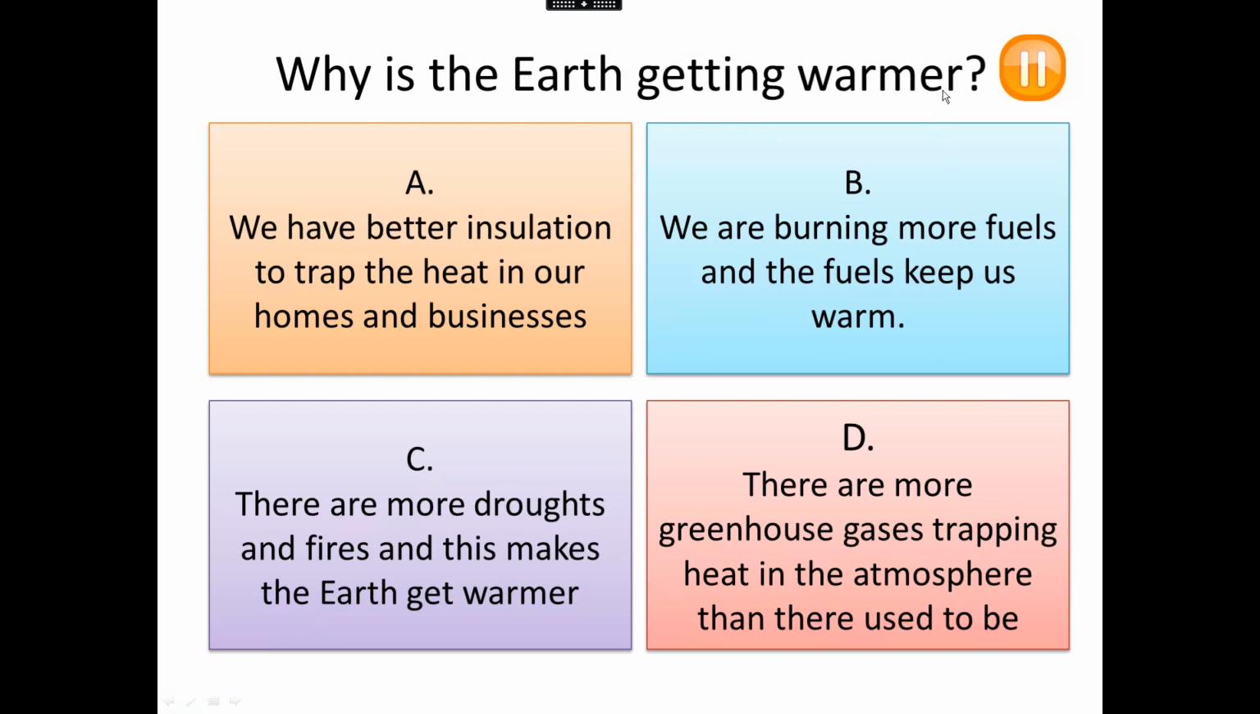Okay, Hinge question, pause the video. Why is the Earth getting warmer? Is it A, B, C or D? Pause it now. The correct answer was, of course, D. There are more greenhouse gases trapping heat in the atmosphere than there used to be. So more greenhouse gases trapping heat increases the amount of the greenhouse effect, makes the Earth warmer and warmer.